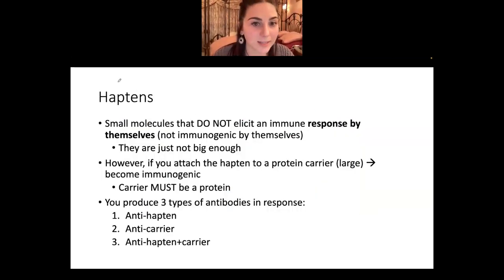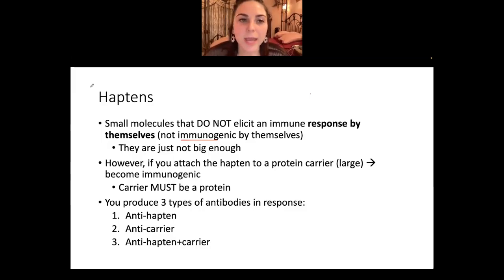Okay, so we'll come back to that, but I wanted to talk about this because they might ask about it, they asked about this last year. So haptens. You might see this terminology of a hapten with vaccines. A hapten is a small molecule that does not elicit an immune response by itself. So a hapten is not immunogenic. Remember I said if you elicit an immune response, you're immunogenic. A hapten is not immunogenic basically only because it's not big enough. They're really, really tiny. So they're not even big enough to make an immune reaction. The immune system just overlooks them. It's like, all right, you're really small, I don't really care about you.